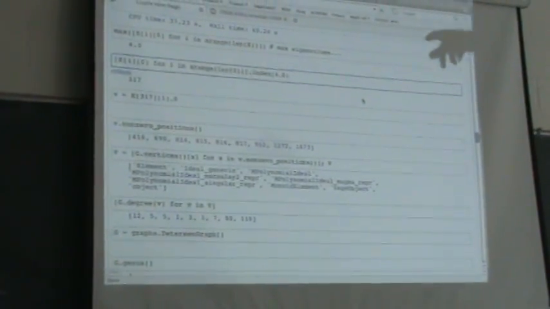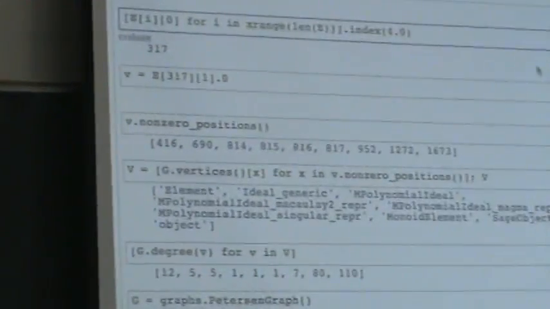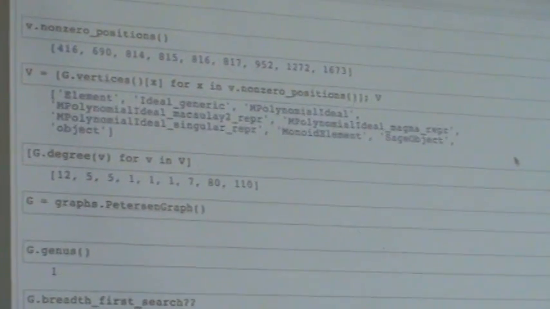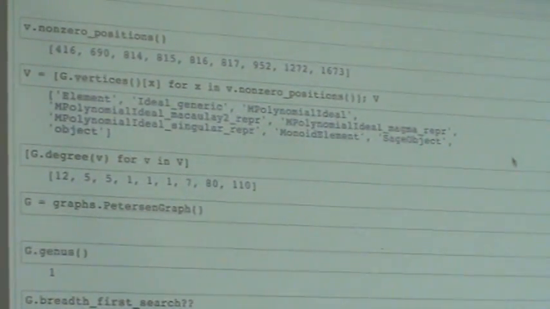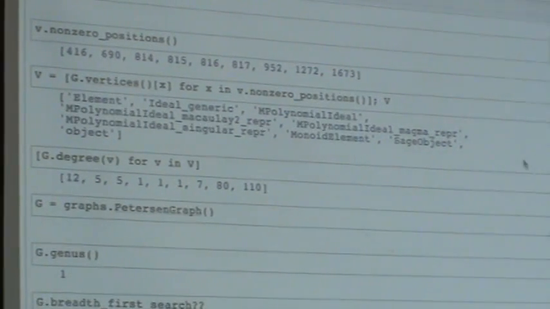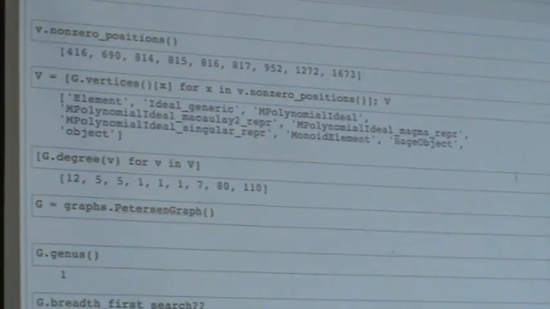So maybe that's why they're integers? Is there some theorem? Maybe. I'm not sure. So anyway, I looked for the eigenvectors with the largest eigenvalues, and I looked at their non-zero positions. This is just one example, but I think it's pretty convincing because the things you get are object, Sage object, element, ideal, and I think these get used all over the place, and this is sort of like graph theoretic data that supports that.